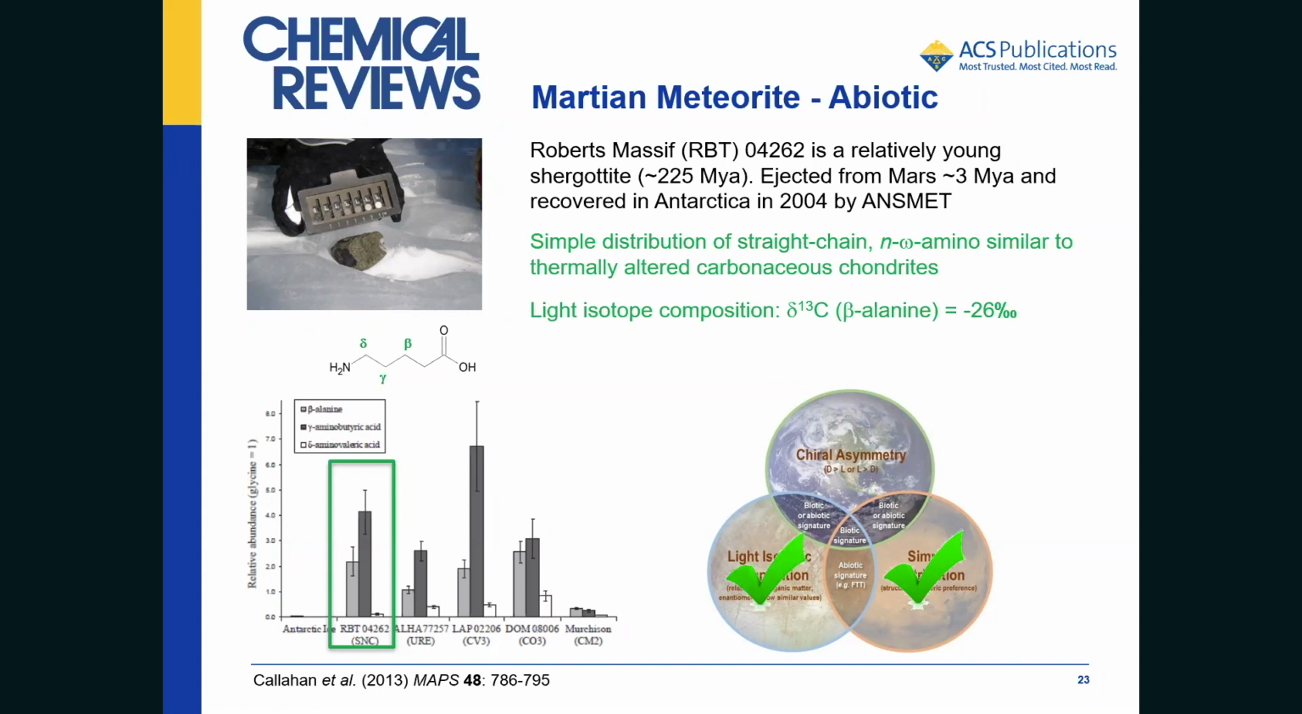Now we also have the isotopic composition, which was pretty interesting. We measured the delta 13C of beta alanine in RBT, and it was minus 26 per mil. And interestingly enough, this was similar to the carbon isotope ratios that Andrew Steele had been measuring from some of the macromolecular carbon in these thermally altered Mars meteorites. So again, we think it's maybe an igneous high temperature origin of this material. So that's all really exciting. And you're thinking, yeah, we're onto something.